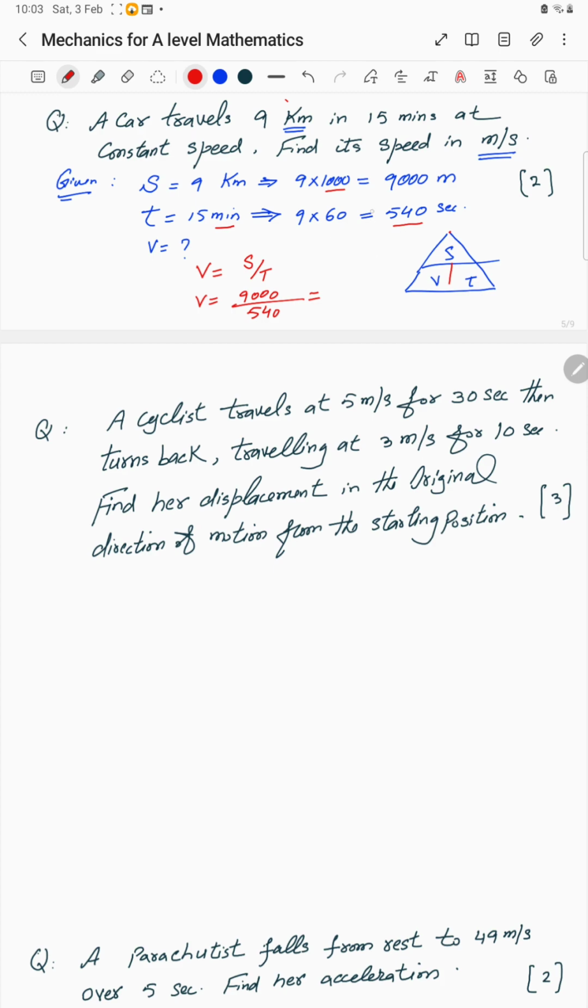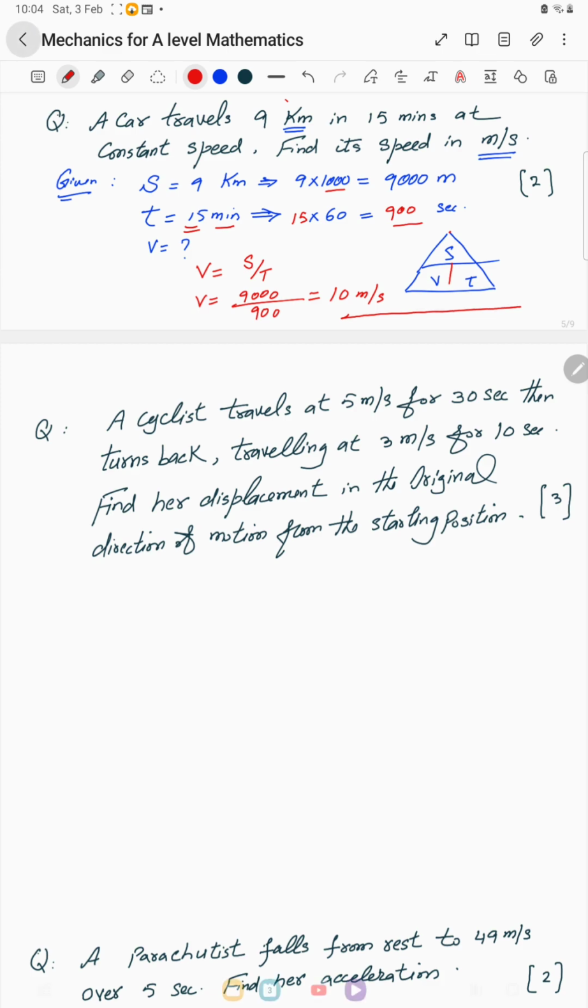Oh sorry, one mistake here. You can see here it is 15 minutes, not 9. So 15 times 60 comes to 900 seconds, so I will write only 900, right? Because it was 15 minutes, not 9 minutes. So it comes to be 10 meters per second. This is the answer of question 1. I hope it is clear.